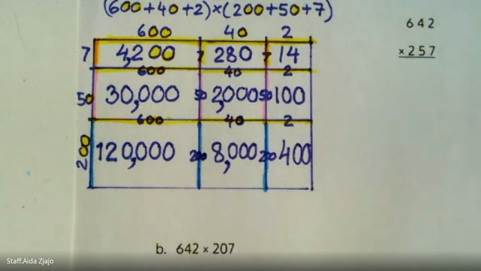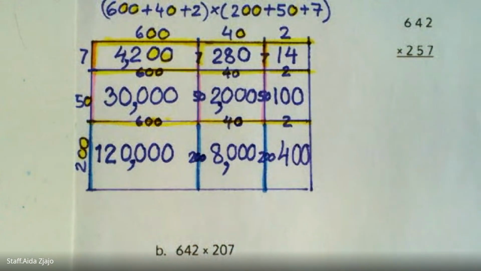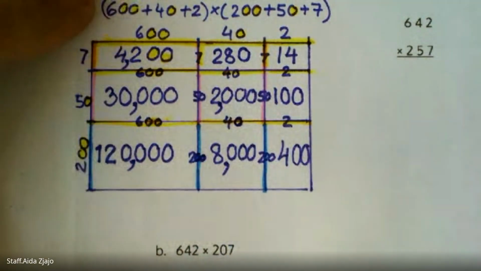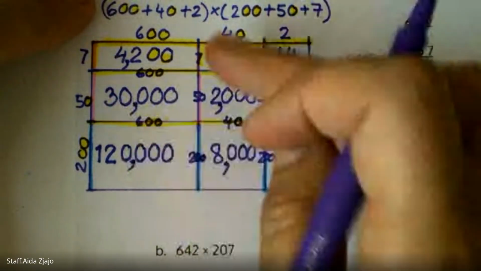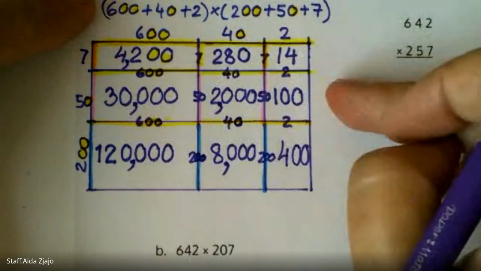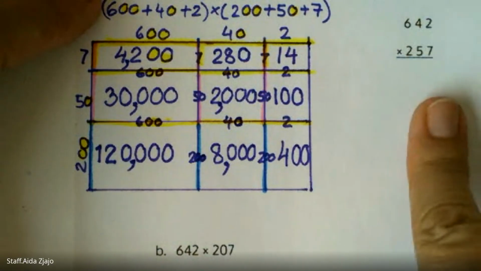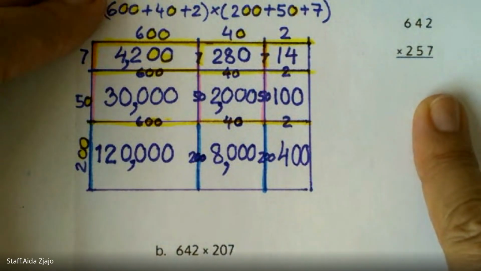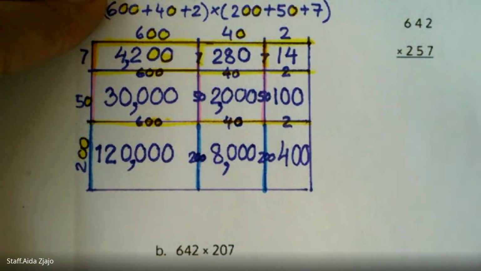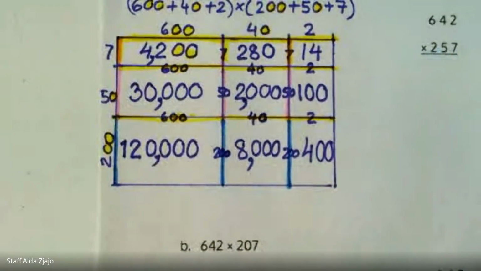So that is 400. So now I do have all these areas. All I need is to add this, and then this, and this. And that will give me the connection to my standard algorithm. So let's see if we can find some work on the side.